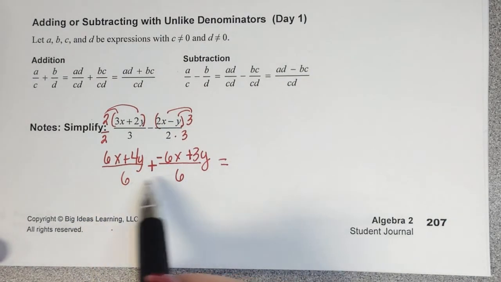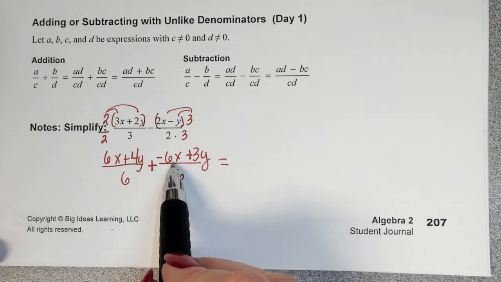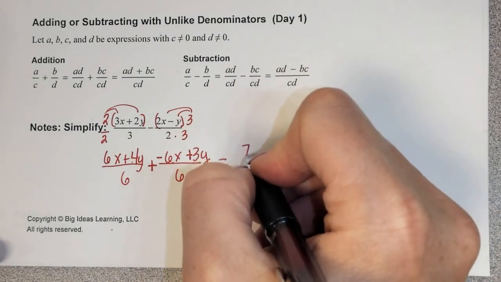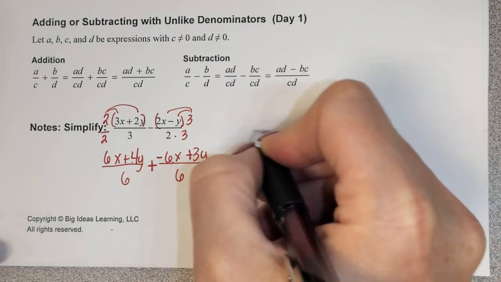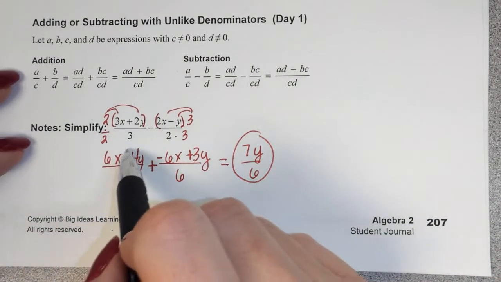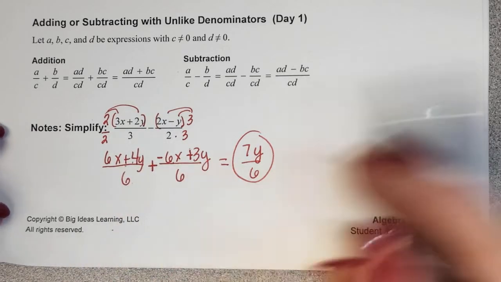So now I have common denominators. So what's 6x plus negative 6x? And what's 4y plus 3y? So this would be 7y over 6. So everybody's done adding fractions when we don't have the same denominator. It's just now that we're throwing in the variables.